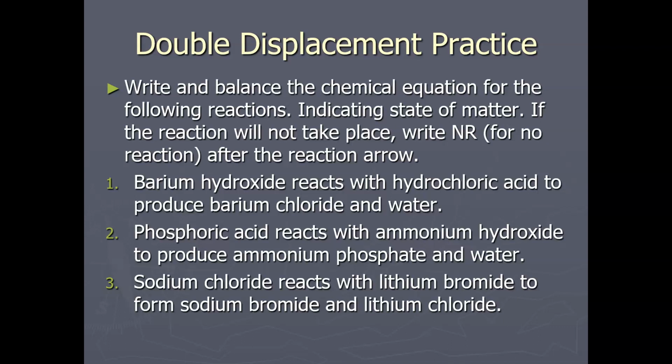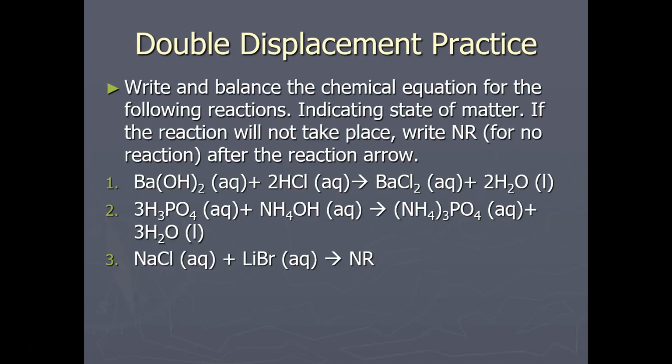All right, so let's take a look. You should have gotten Ba(OH)2, aqueous, plus 2HCl, aqueous, produces BaCl2, aqueous, and 2H2O, liquid. Remember, water is always a liquid as far as its state of matter is concerned, so we are good to go. As far as 2, you should have gotten 3H3PO4 aqueous plus NH4OH aqueous produces (NH4)3PO4 aqueous plus 3H2O, liquid. Once again, water is always a liquid.